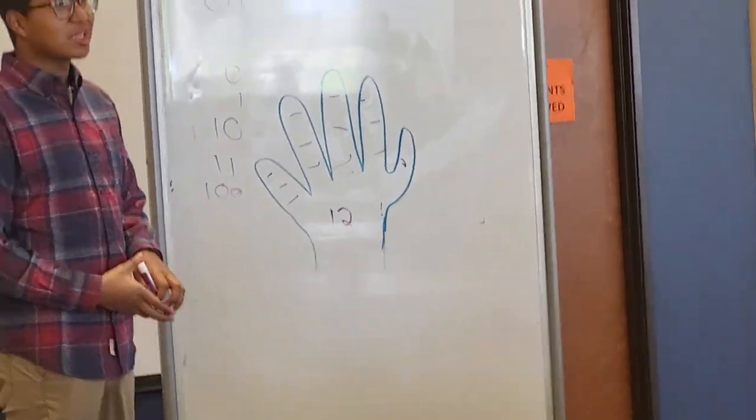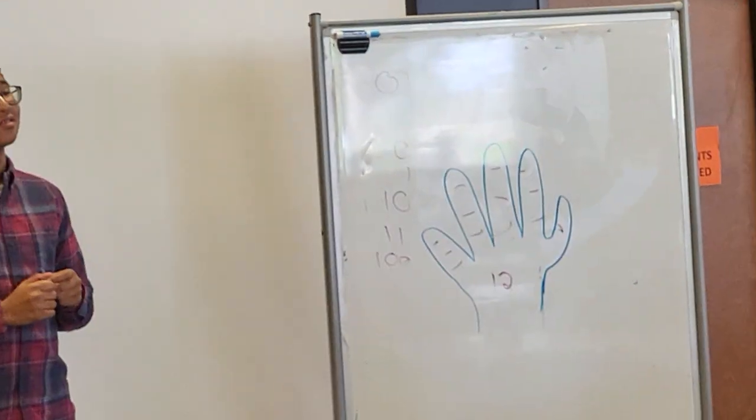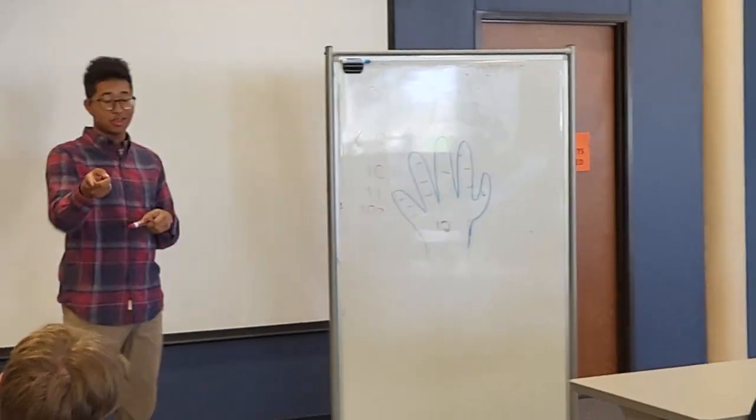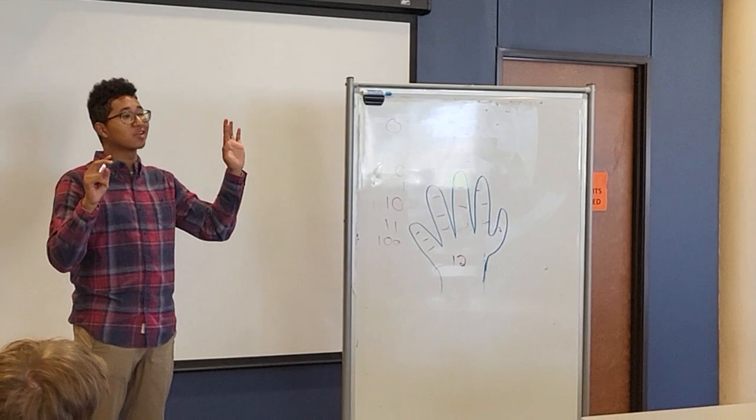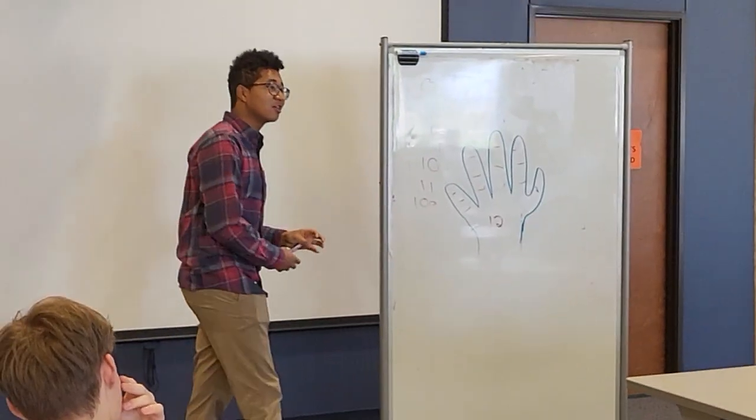Alright, so we can count to 12. How many can you count to with 2 hands? You can count to 24. Think about it. 12 times another 2. 12, right?